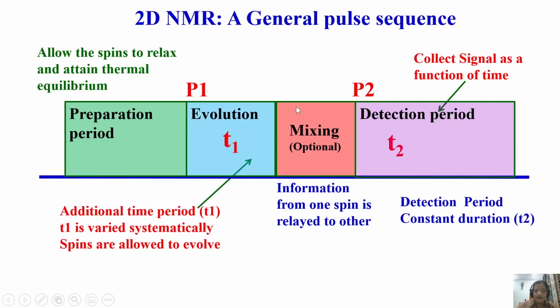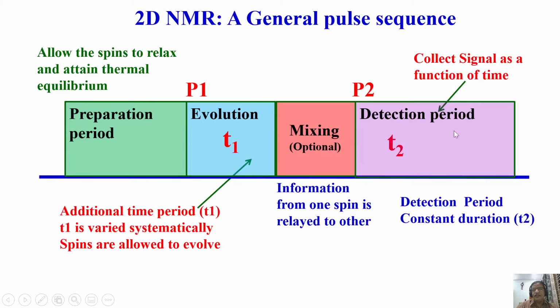And the next period is what is called the mixing period. This period is optional. The third period is the mixing period. We can have it or we need not have it. It is our choice depending upon the type of experiment, the type of pulse sequence we are designing. In this case, if at all it is present, the information from one spin is relayed to another. That is the role of the mixing period.